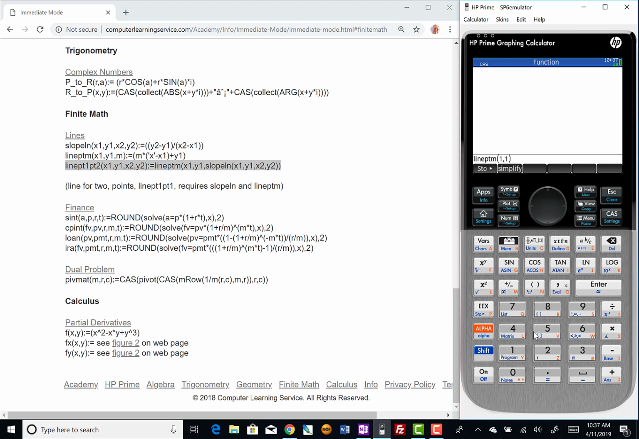We'll put in 1, 1. We'll use the shortcut for fraction, which is use the divide sign. 1 divided by 5 and press enter. And we come up with it is 1/5 x minus 1 plus 1. Y is equal to 1/5 x minus 1 plus 1.